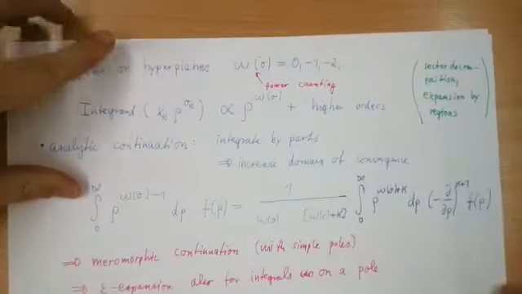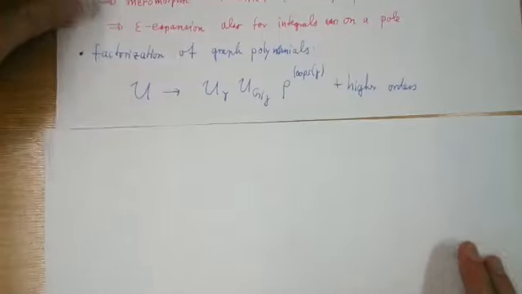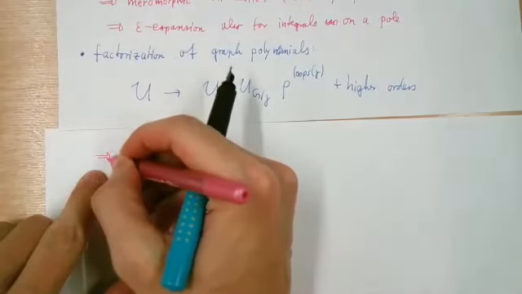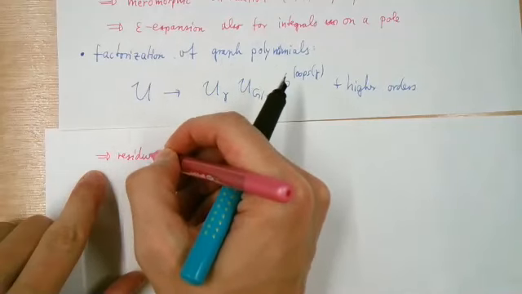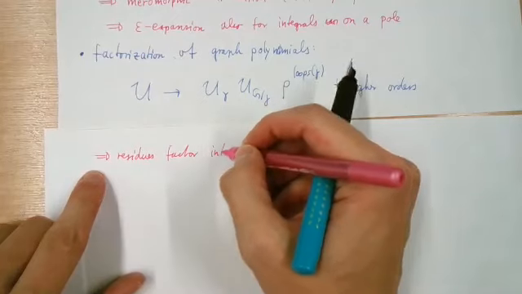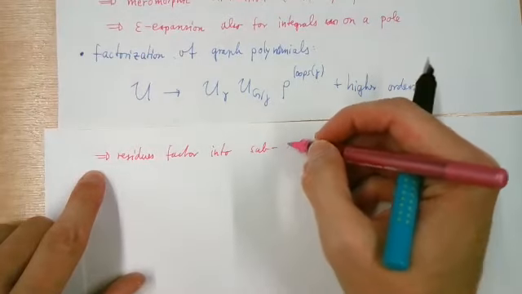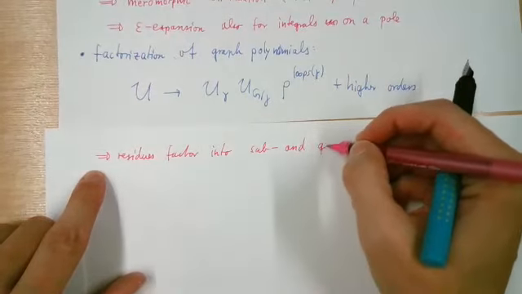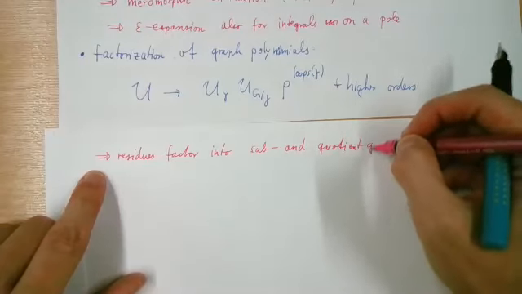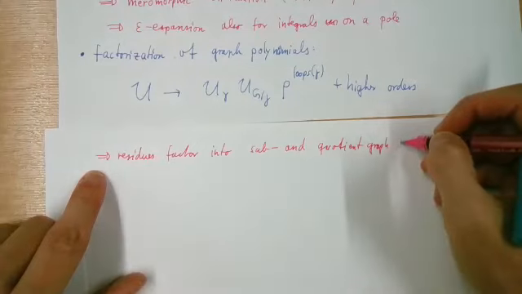So this meant that residues factor into sub and quotient graph integrals.